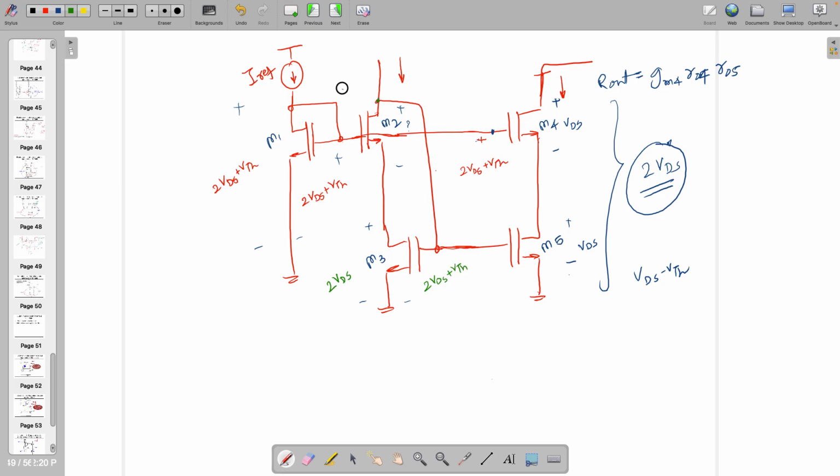So if this is 2 VDS plus VTH, understand? Drain to source, what is the VDS value of M2? Only VTH, right? Because if I am looking from here to here, this point, it is 2 VDS plus VTH, amongst which 2 VDS is already here. So I have to keep VTH only here, which may not be sufficient to make this transistor saturate. That is the meaning of that. I'm just trying to teach you how to think.